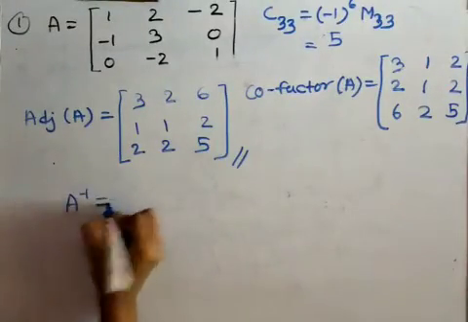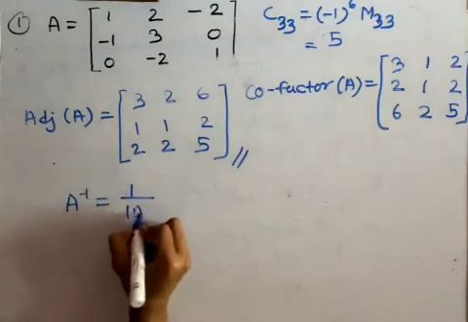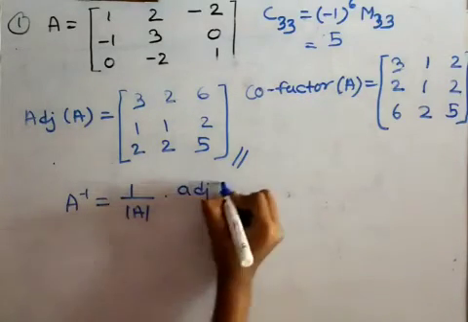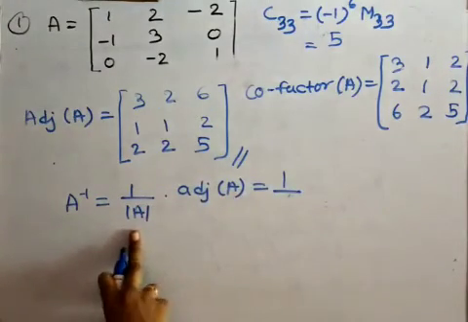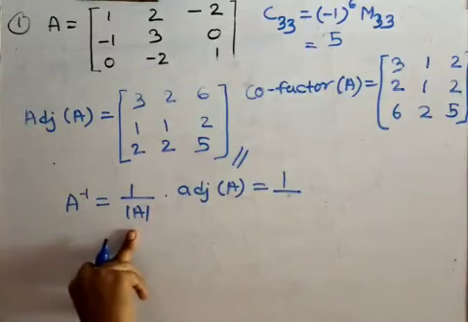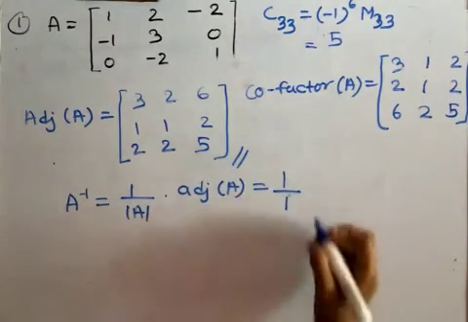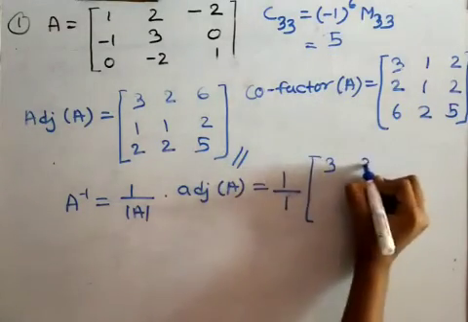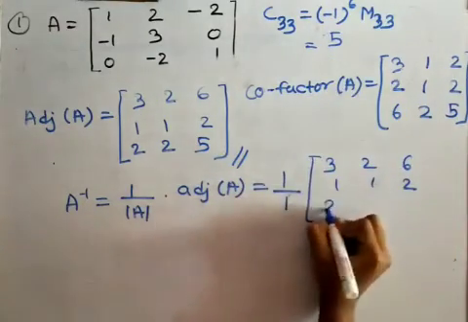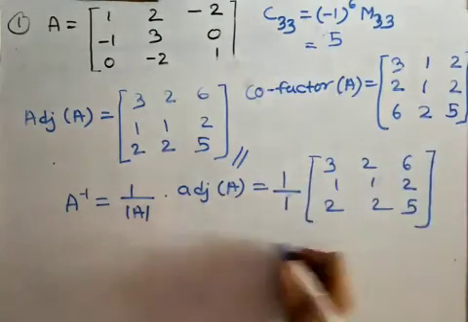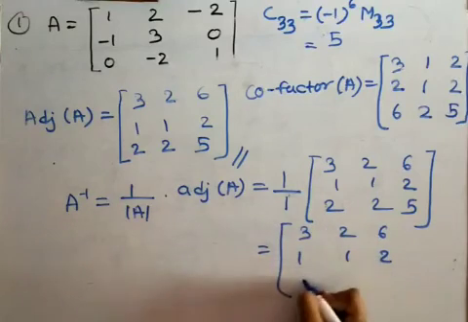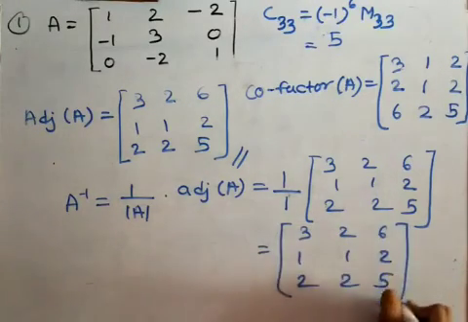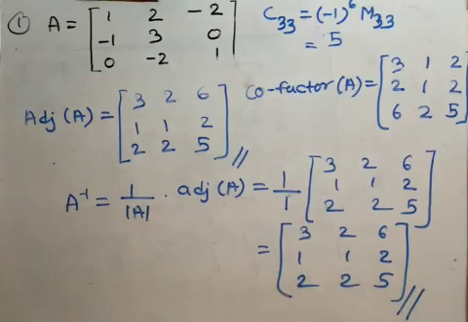So we know the formula of A inverse, which is 1 divided by determinant of A into adjoint of A. We found the determinant of A. So the determinant of A is 1 and the adjoint matrix is 3, 2, 6, 1, 1, 2, 2, 2, 5. So our answer is 3, 2, 6, 1, 1, 2, 2, 2, 5. Okay, this is our A inverse. We are done here. Thank you.